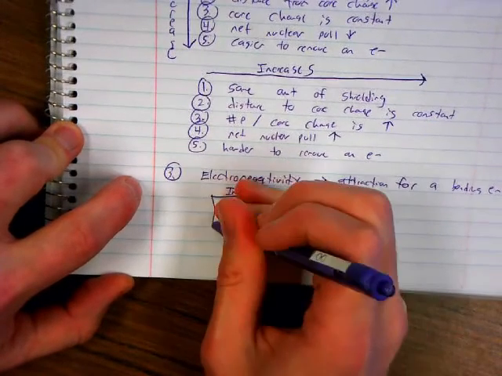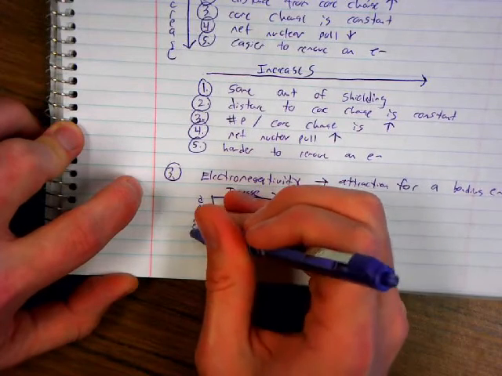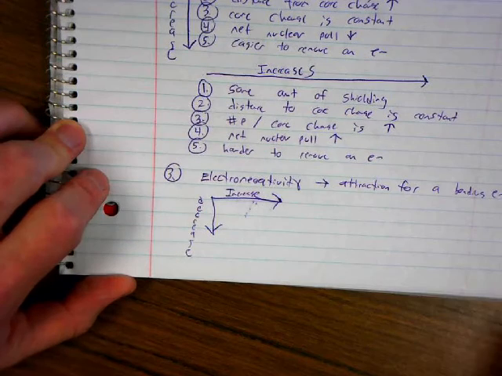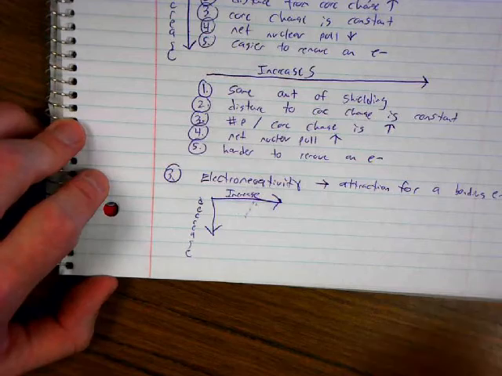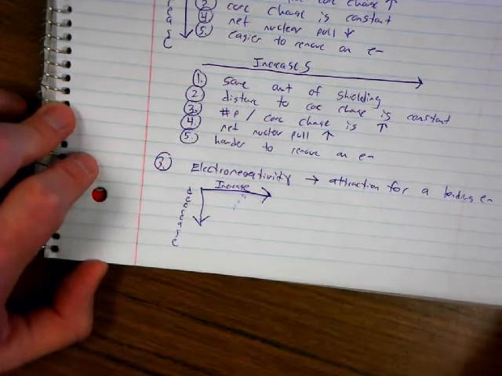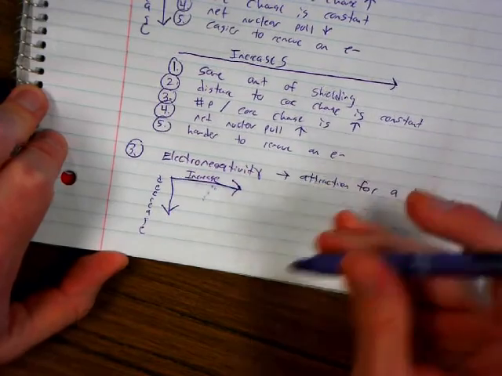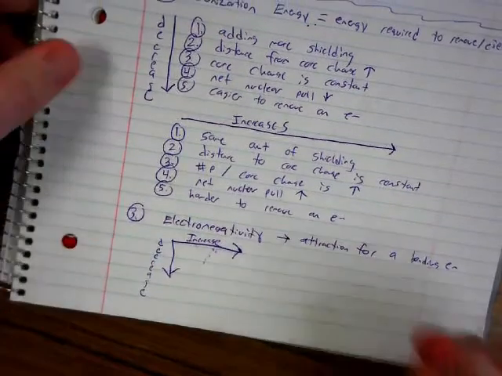We're just going to draw arrows. So electronegativity, as it goes this way, should increase. As it goes this way, it should decrease. You have to understand the why, or it's very difficult. So that's electronegativity. Another one would be reactivity.